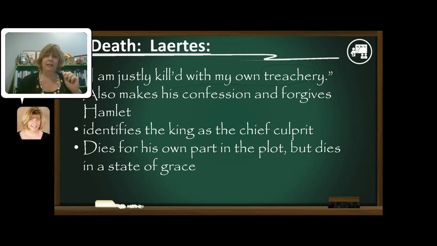So he does end up dying because of his own part in the plot, that he was plotting to murder Hamlet here, but he does die in a state of grace and a state of forgiveness. And again, his death does accomplish some purpose in helping to corroborate that the king is the one who's going to be responsible for all of these other things.